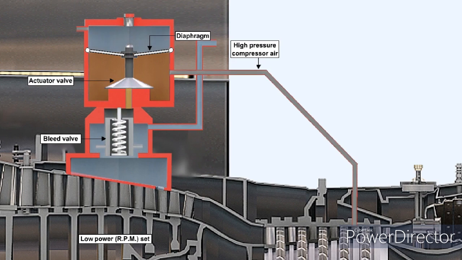Conversely, when engine RPM drops, the high pressure compressor output pressure also drops. Eventually, the drop in pressure will allow the actuator valve diaphragm to fall, and its attached valve to close off the supply of HP air to the bleed valve. Consequently, with its supply of HP air cut off, the bleed valve opens, allowing a reduction in the volume of air through the compressor, which would otherwise tend to choke the flow of air through the engine.